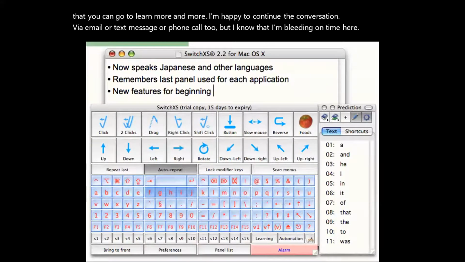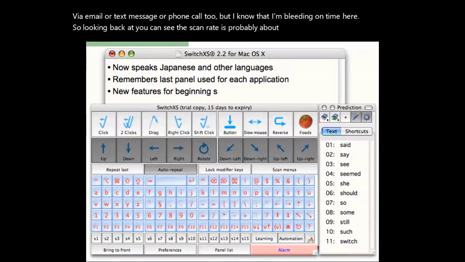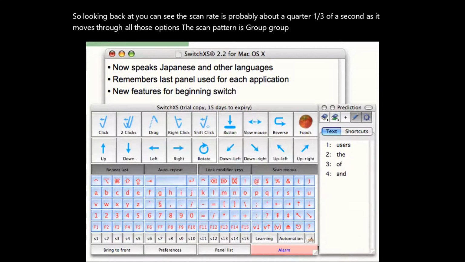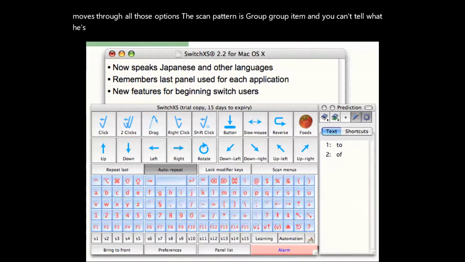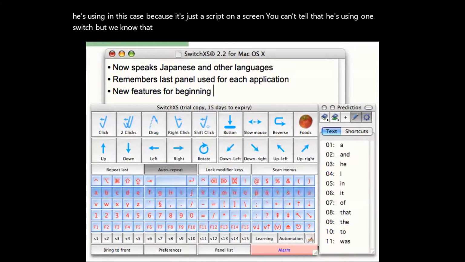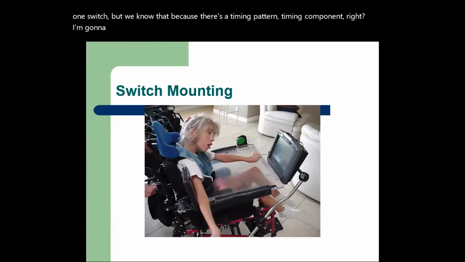So looking back at this, you can see the scan rate is probably about a quarter, a third of a second as it moves through all of those options. The scan pattern is group item, and you can't tell what he's using in this case because it's just a script on a screen. You can't tell that he's using one switch, but we know that because there's a timing component, right? I'm going to glaze over this in five minutes.